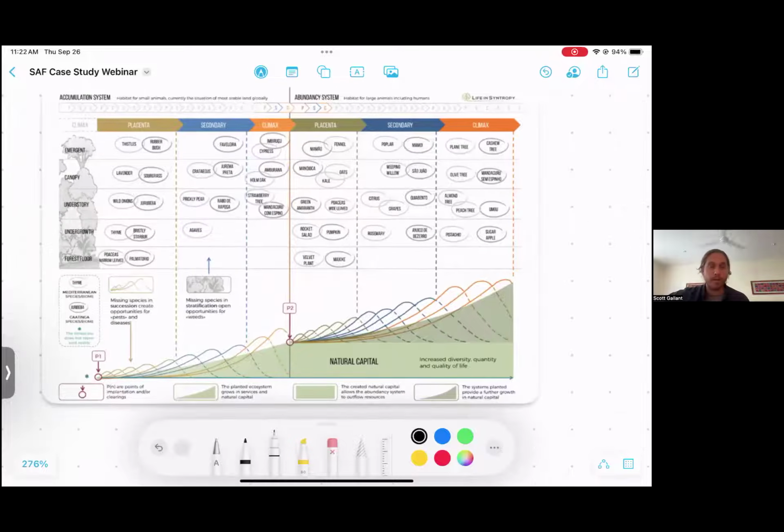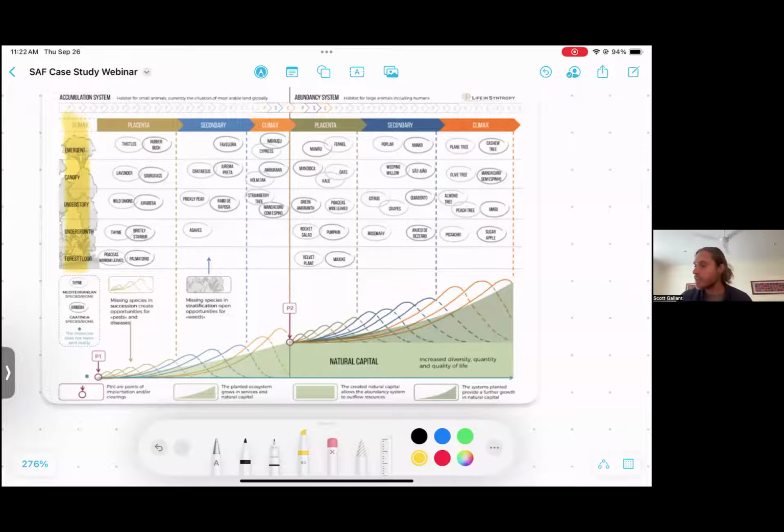So this is pulled from the folks at Life in Syntropy. And if you were to just study one diagram, one piece of information from syntropic farming, this is where I would tell you to put your time and energy. What's going on here is that on our x-axis, we see our strata. So we have emergent plants, understory plants, plants on the forest floor, etc.